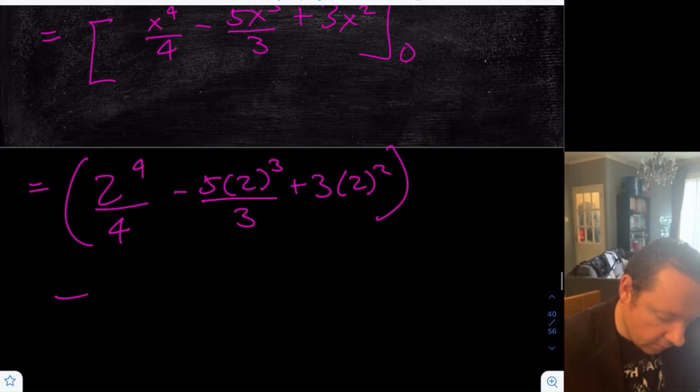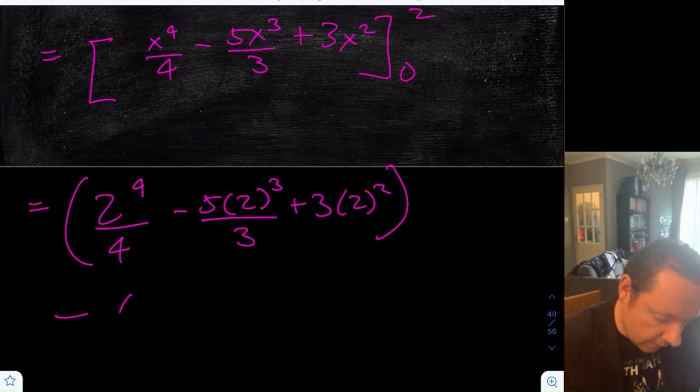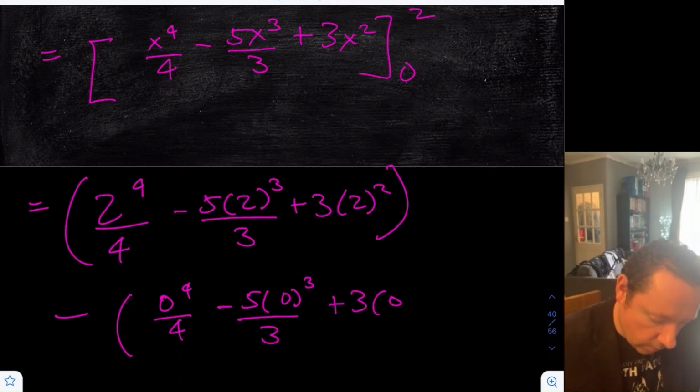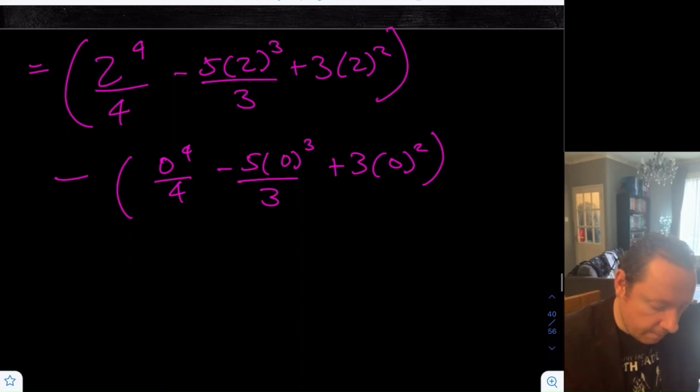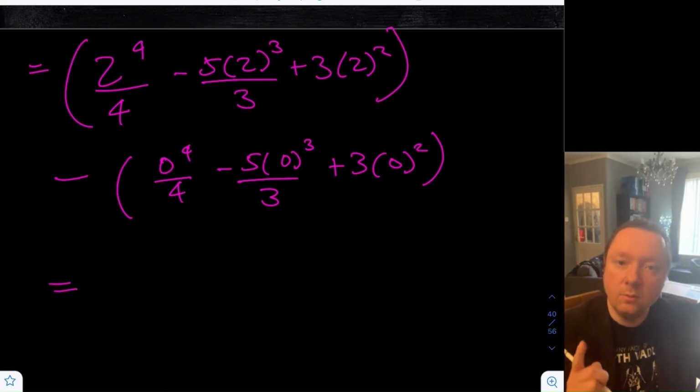Minus, and it should be clear that it's going to be 0, but just for the sake of completeness, 0 to the 4 over 4 minus 5 times 0 cubed over 3 plus 3 times 0 squared. All that stuff separately is 0. So we're just left with our top bracket. 2 2s is 4 times 2 is 8 times 2 is 16.